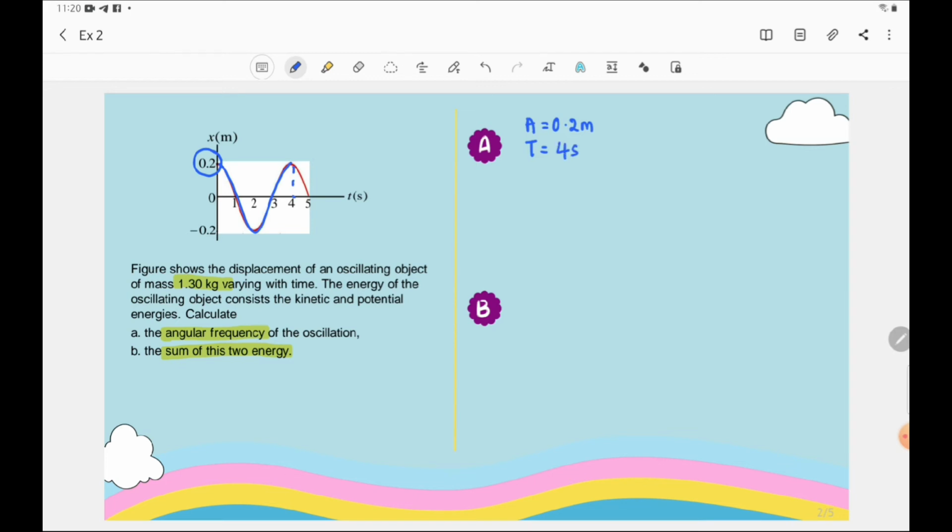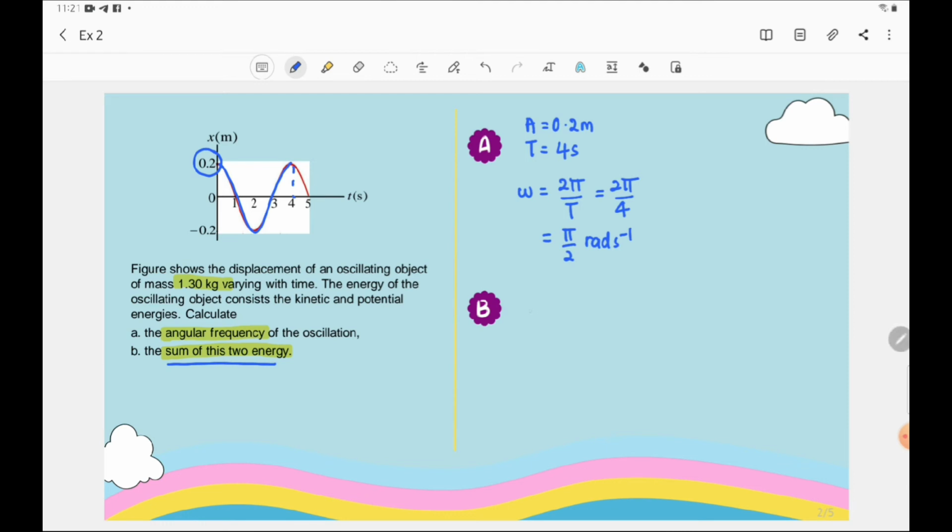And then from this information, we can calculate the angular frequency, which is omega is equal to 2 pi over T, meaning 2 pi over 4. And then our omega is equal to pi over 2 radian per second. Now we look at the second question, the sum of these two energies. The sum of the energies means the total energy of kinetic and potential energy.